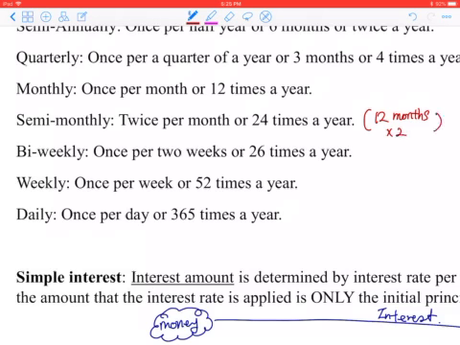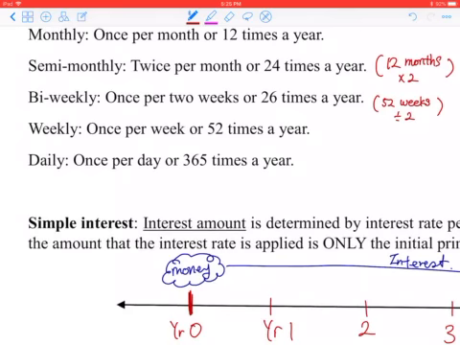And then bi-weekly seems the same, but it means once every 2 weeks. Remember that there are 52 weeks per year, and it's every 2 weeks, so we divide by 2, that is 26 times, okay? So semi-monthly and bi-weekly are different. Semi-monthly is just twice per month, whereas bi-weekly is every 2 weeks. Weekly is once every week, or 52 times a year. Daily means obviously once per day, and 365 times a year.